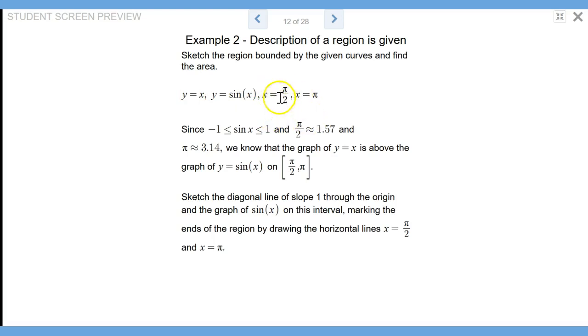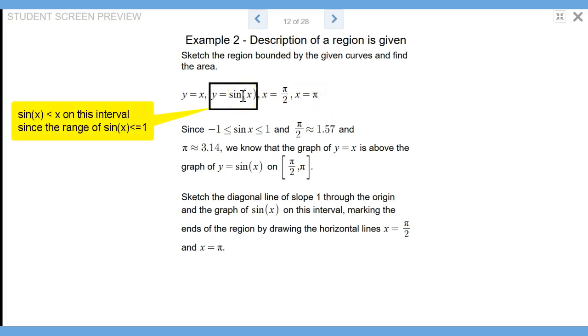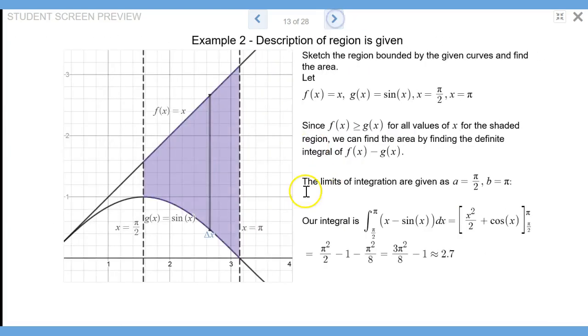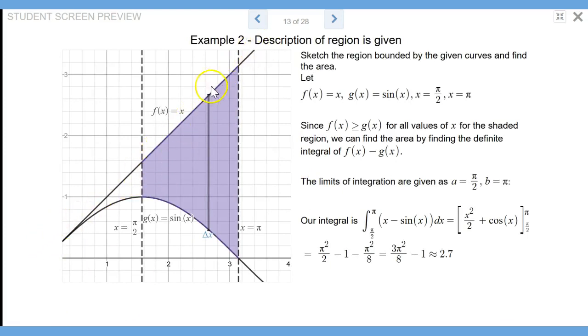If you think about this interval, pi over 2 is approximately 1.5, and pi is approximately 3. You know that the range of sine x is -1 to 1, and that on pi over 2 to pi, y equals x starts at pi over 2 and ends at pi. So y equals x is going to give me values above y equals sine x on this interval. We can anticipate when we sketch it that y equals x is above y equals sine x. When I set up my integral, the limits of integration will be from pi over 2 to pi, my upper graph is x, my lower graph is sine x, so my integrand is x minus sine x, and I find the definite integral of that difference.